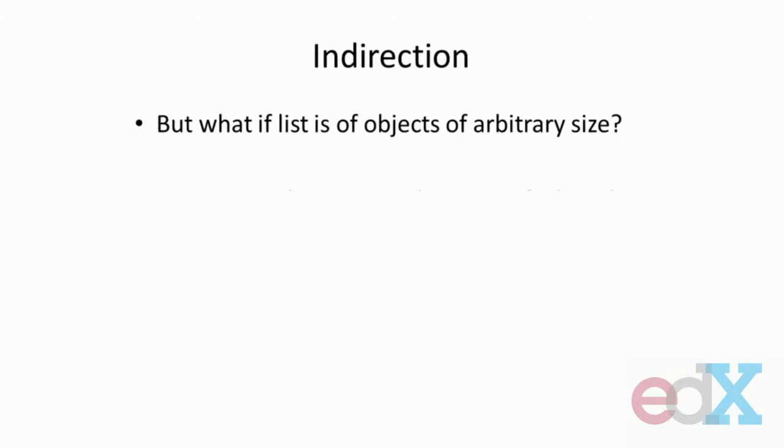Well, wait a minute. That works when I know that the size of each element is a particular size, so I can allocate a specific amount of memory for each one. But what if the list of objects are things that have arbitrary size? Now what do I do? In this case, I use a wonderful tool called indirection.